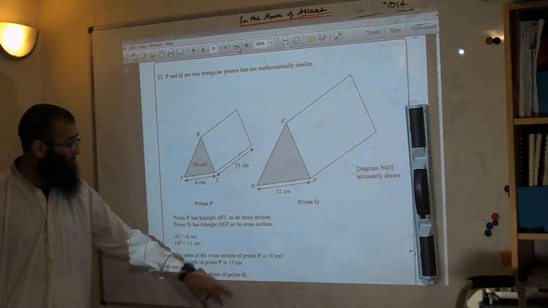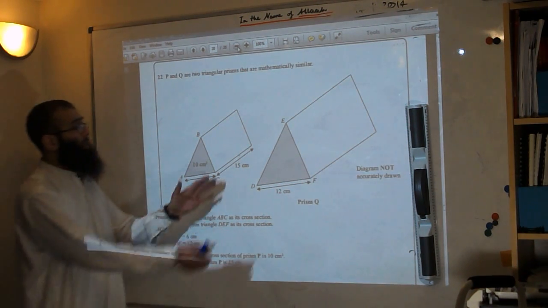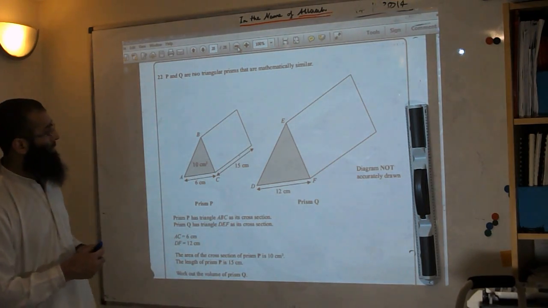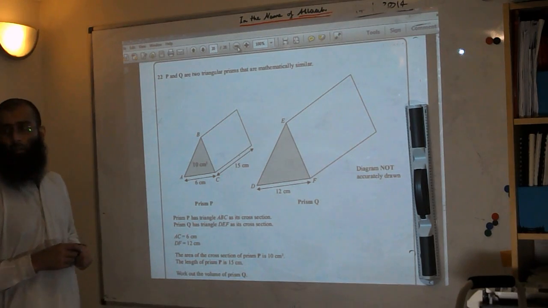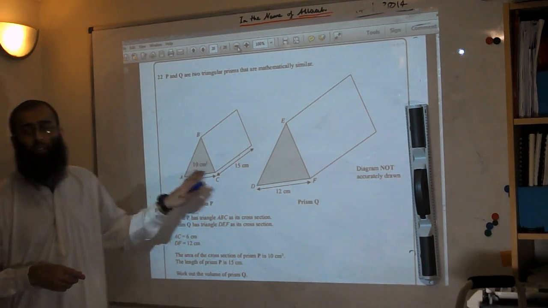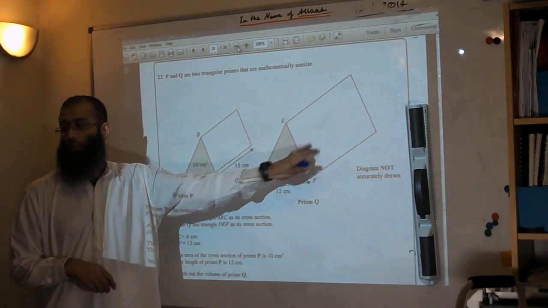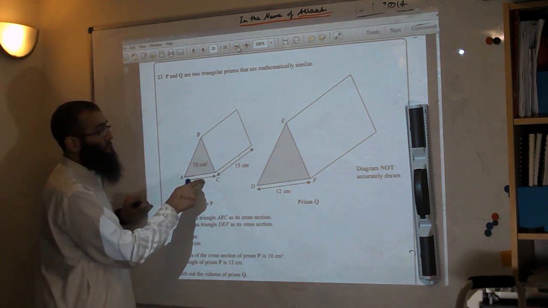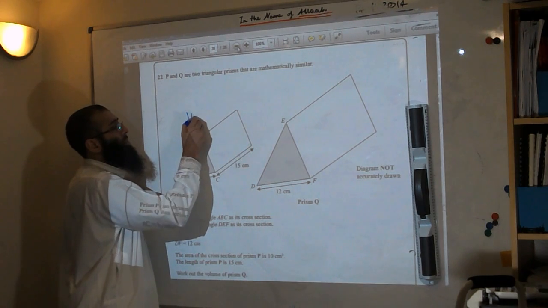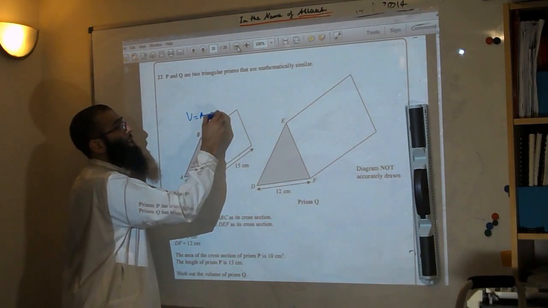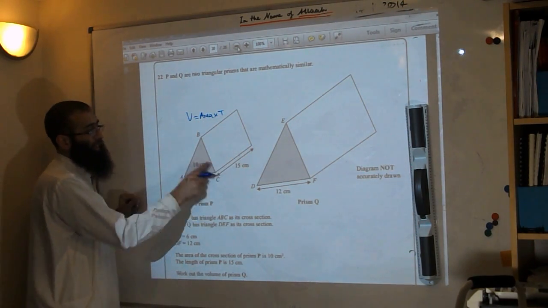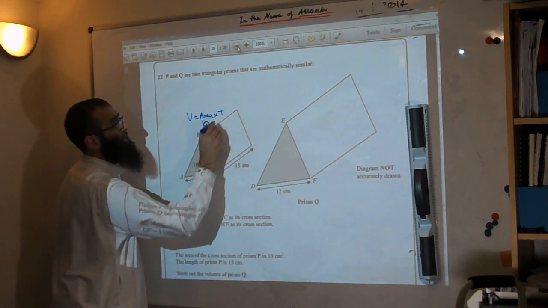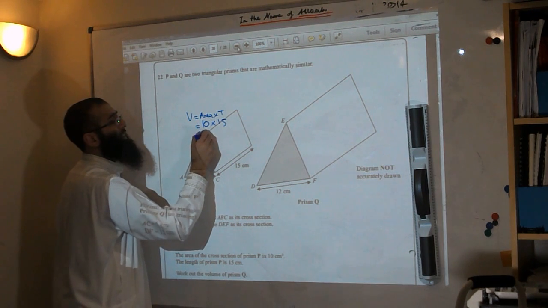So to work out the volume of prism Q, we're going to work out the volume of this similar shape here. How do we normally work out the volume? Base length times base. Okay, now if we know the volume of this one, can we easily work out the volume of that one? Yes. First of all, let's work out the volume of this shape here. The volume of this shape is equal to the area of the face times by the thickness. What's the area of this face? 10 centimeters. And what is the thickness? 15. And what's 10 times by 15? 150.